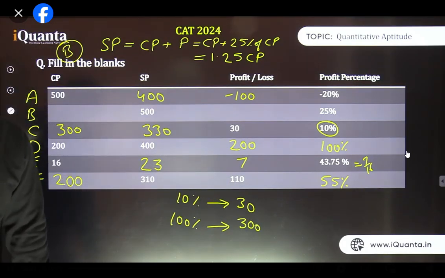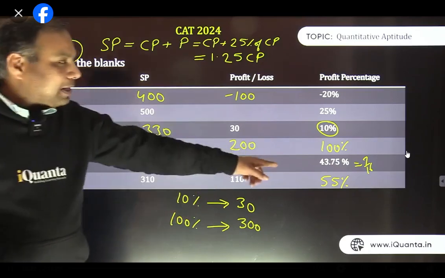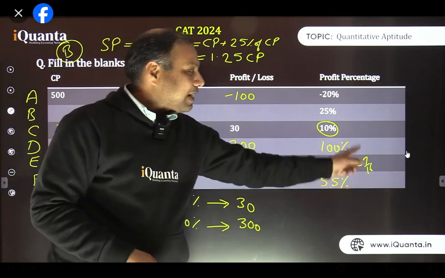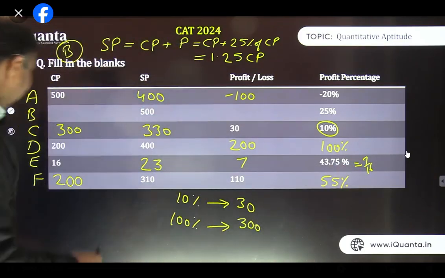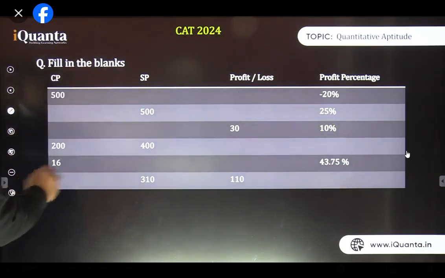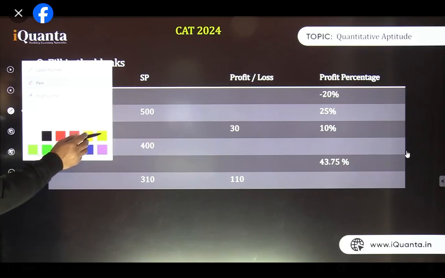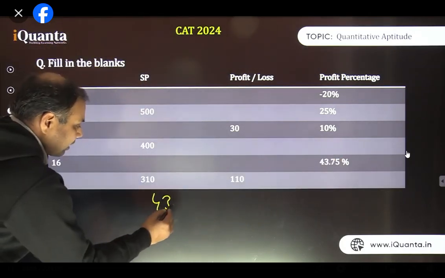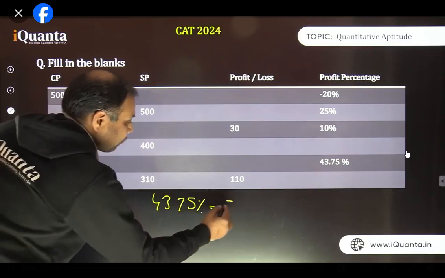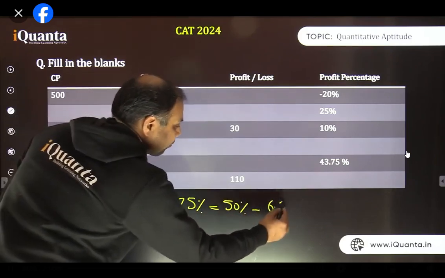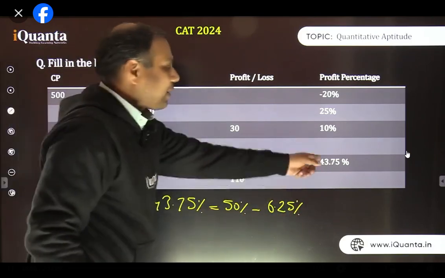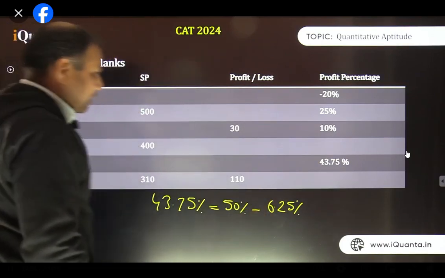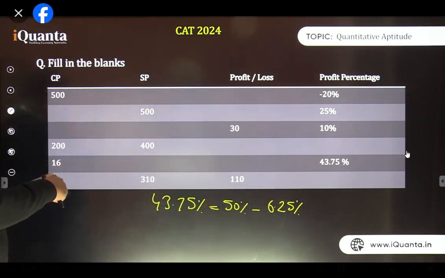There I played with your mind because normally E is a typical part. In E part, 43.75% is how much that we need to see. If you are able to identify this is 7 by 16, then it becomes simpler. Otherwise, this is the most tedious task in this exercise. This 43.75% is basically 50% minus 6.25%. This is a positive quantity, so we know it is a profit case, right? So 50% minus 6.25% of this cost price. Now you can calculate it very easily.